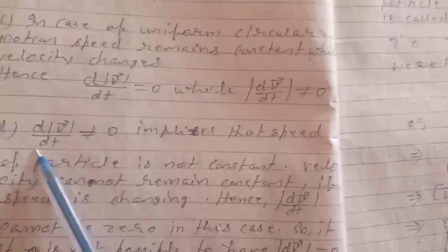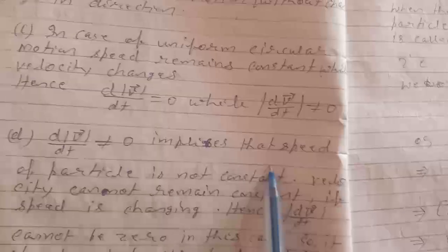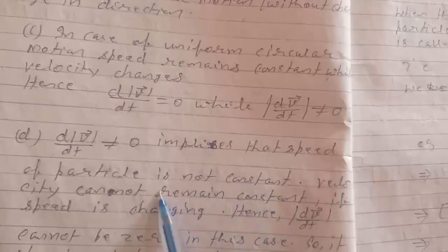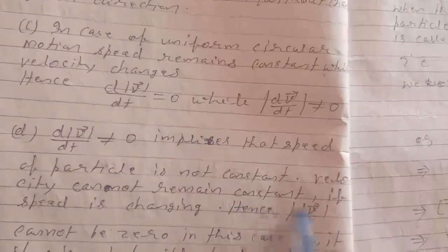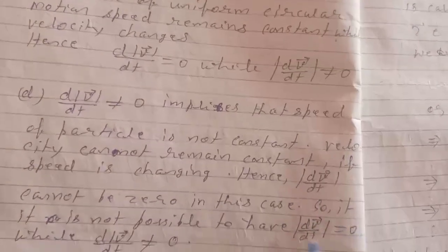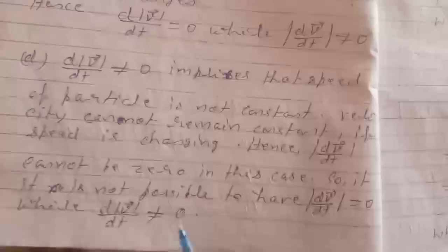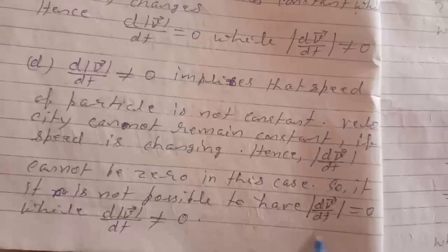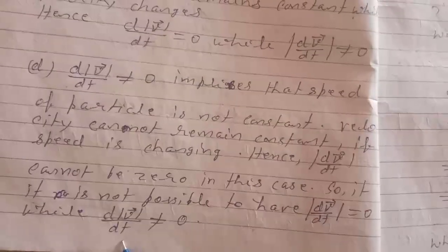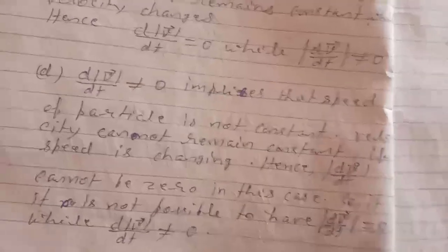Now, d by dt of mode of v not equal to 0 implies that the speed of the particle is not constant. Velocity cannot remain constant if speed is changing. Hence, mode of dv by dt cannot be 0 in this case. So it is not possible to have mode of dv by dt equal to 0 while d by dt of mode of v is not equal to 0.